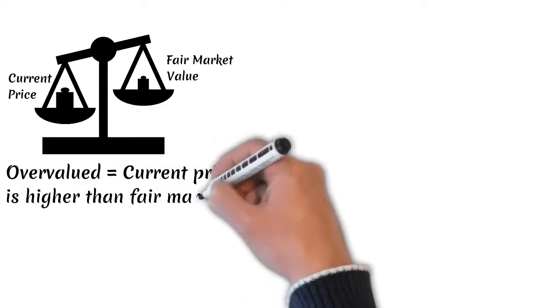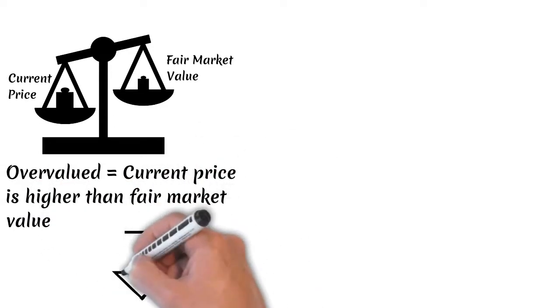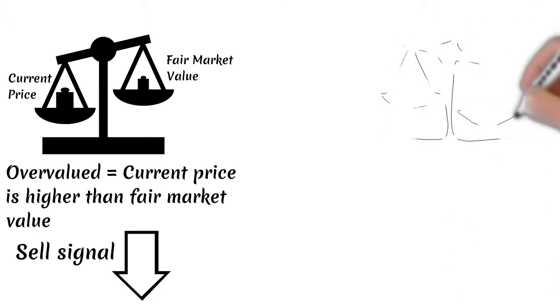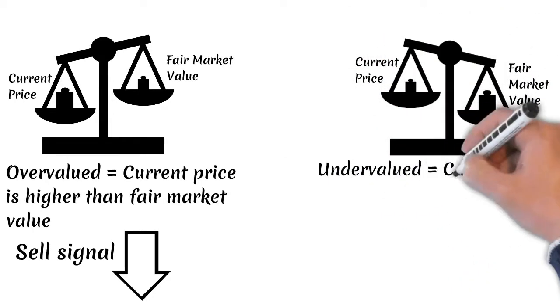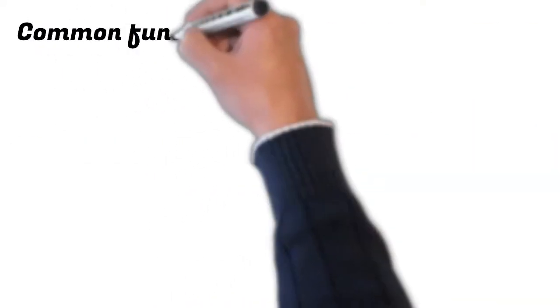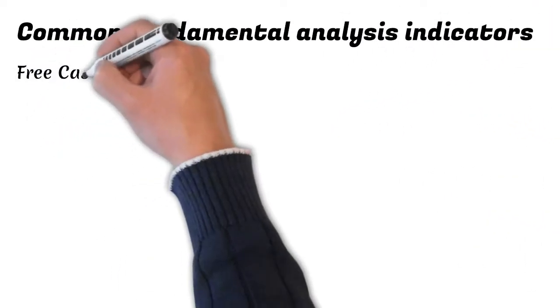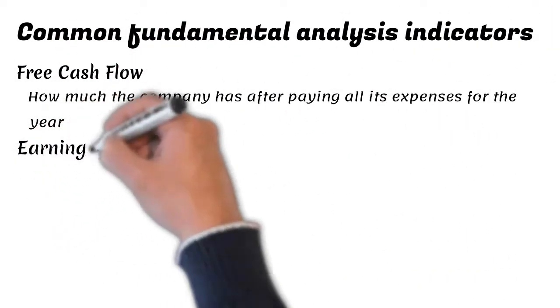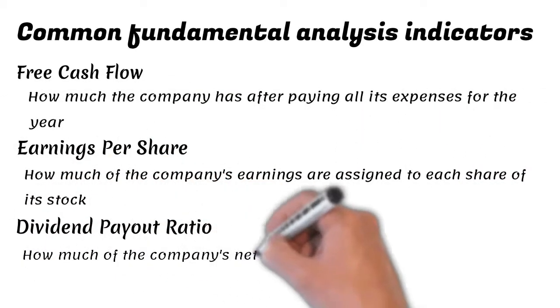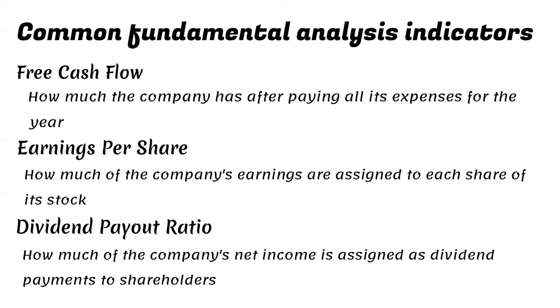If the stock is considered overvalued, then it means the value is expected to go down to its intrinsic market price. So you should look to sell to protect your profits. If undervalued, then the value is expected to rise to match the intrinsic market value. So you should look to buy to maximize profits. Common fundamental analysis indicators include free cash flow, earnings per share, and dividend payout ratio. We'll look at these in more detail in the next lesson.